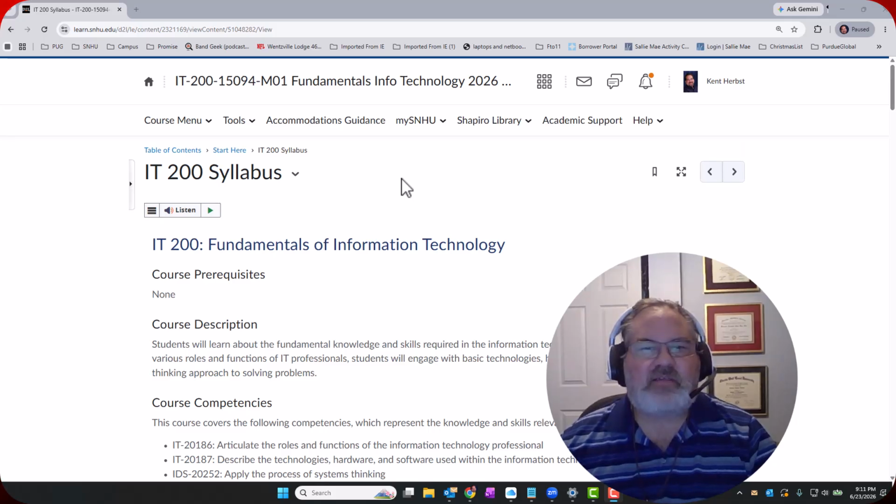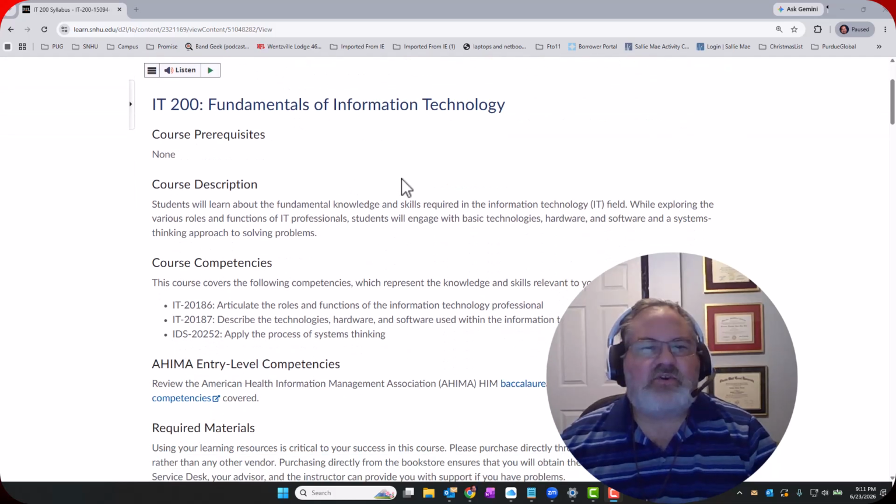IT200 Fundamentals of Information Technology. The course description: students will learn about the fundamental knowledge and skills required in the information technology (IT) field. While exploring the various roles and functions of IT professionals, students will engage with basic technologies, hardware, and software, and a systems thinking approach to solving problems.